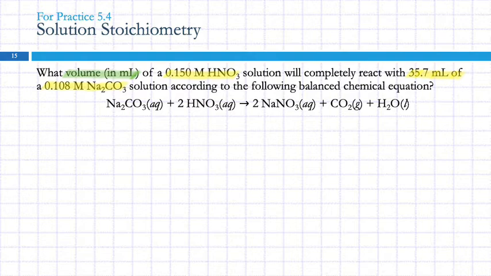This is stoichiometry, and so you can use the equation to help organize things. So 0.150 molar nitric acid. Under nitric acid, wherever it happens to be, I'm going to write its concentration, 0.150 moles per liter. And then this is 35.7 milliliters of this guy, that's the sodium carbonate. So I have 35.7 milliliters of that, and they tell me its concentration is 0.108 moles per liter. And I am trying to find the volume in milliliters of that guy.